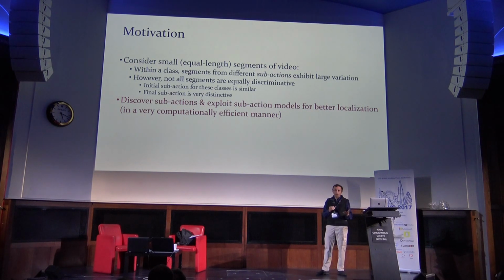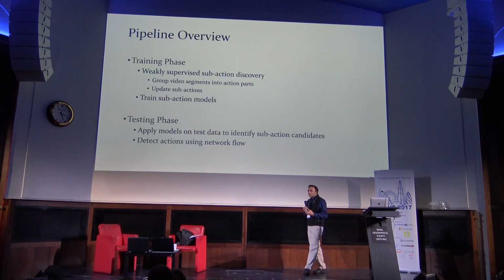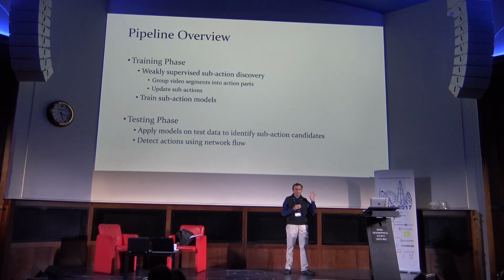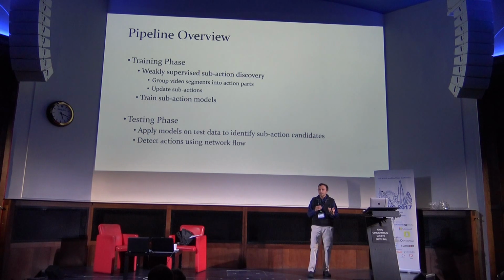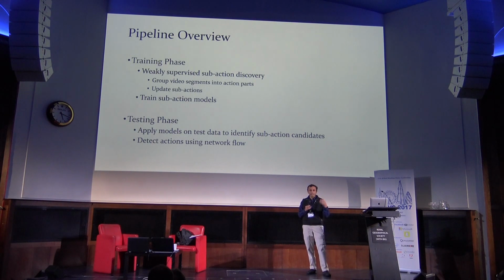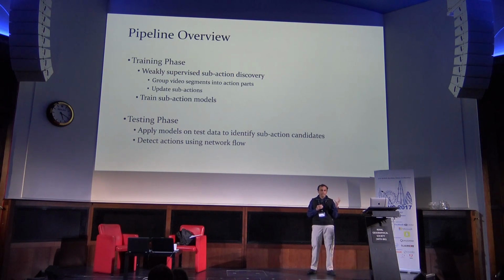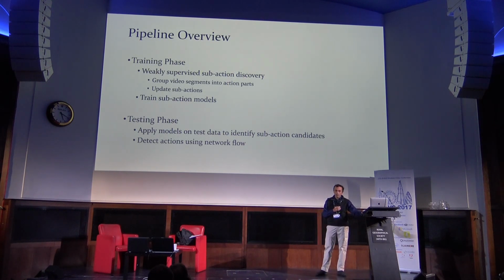The stuff that I'm going to talk about today doesn't actually involve deep learning, but it's complementary to it. Might be the last non-deep learning stuff out of it. So the overview of the pipeline is that in the training phase, we're going to do this weakly supervised discovery of sub-actions, which involves grouping them from these action parts. And there's an iterative procedure for updating these sub-actions based on the data. And then in the testing phase, we need to apply these sub-action models to identify candidate regions where there may be multiple of them, and then try to assemble them together to create these actions in an efficient manner, which we solve using a network flow idea.